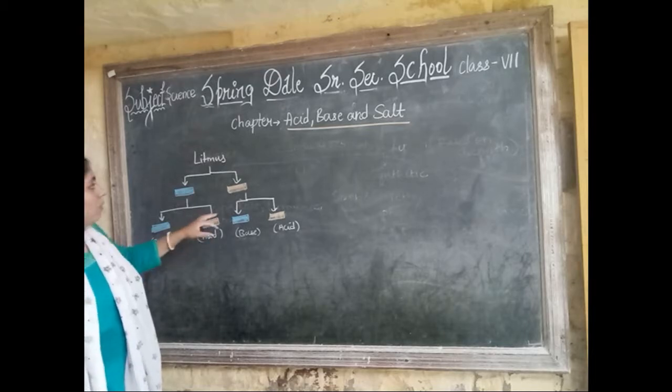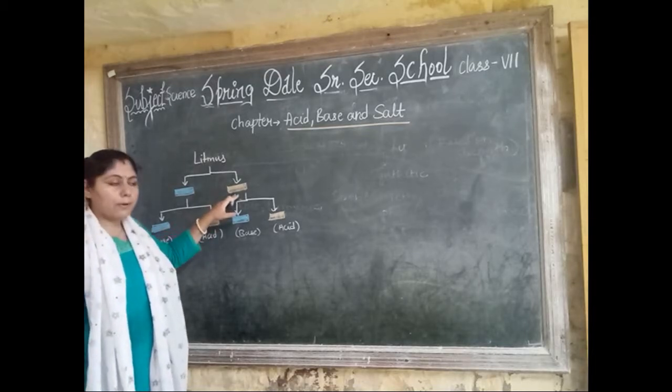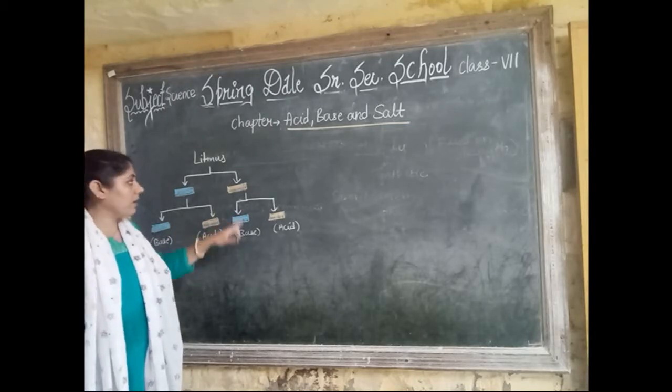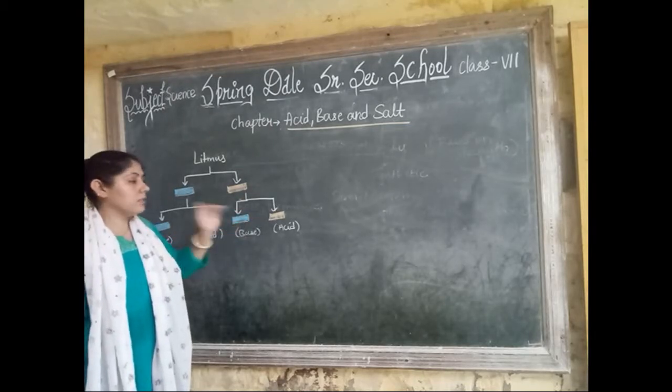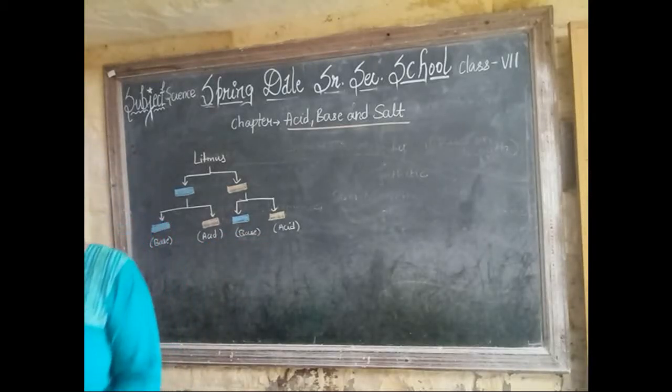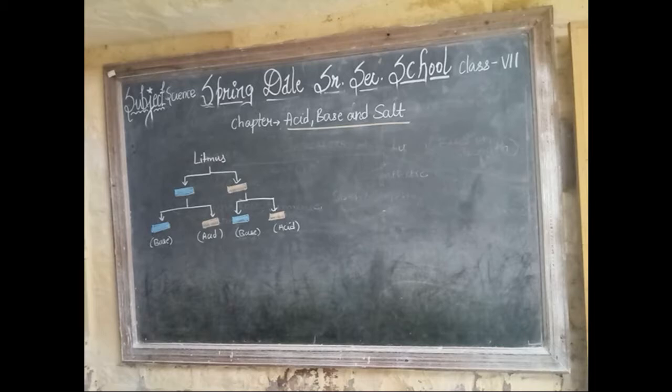Now in red litmus paper, what happened? If it changes into blue color, then it is base, or if it doesn't change and remains the same, then it is acid. See it very carefully.